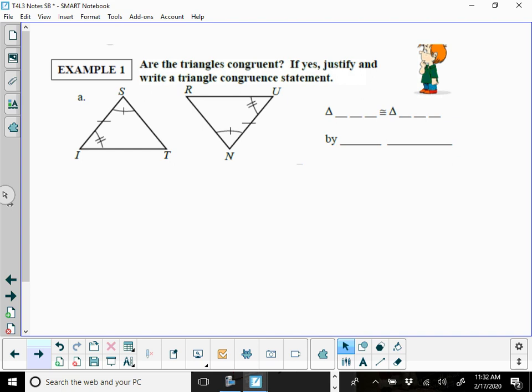All right, so example number 1. Are the triangles congruent? If yes, you're going to justify that, and you're going to write your triangle congruent statement. Okay, so letter A here, we've got SIT and RUN.